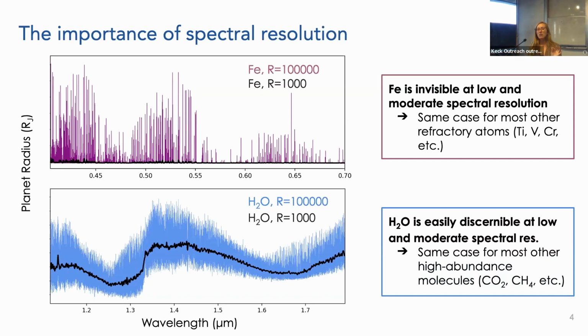These have narrow lines that are pretty far spaced apart from each other. So when you go to low spectral resolution, which I'm showing in black here, basically you have a flat line at a resolution of 1,000, but at a resolution of 100,000, you have these really beautiful large peaks. For molecules that have a more dense forest of lines, even at a resolution of 1,000, you can see pretty clear different bandheads of water.